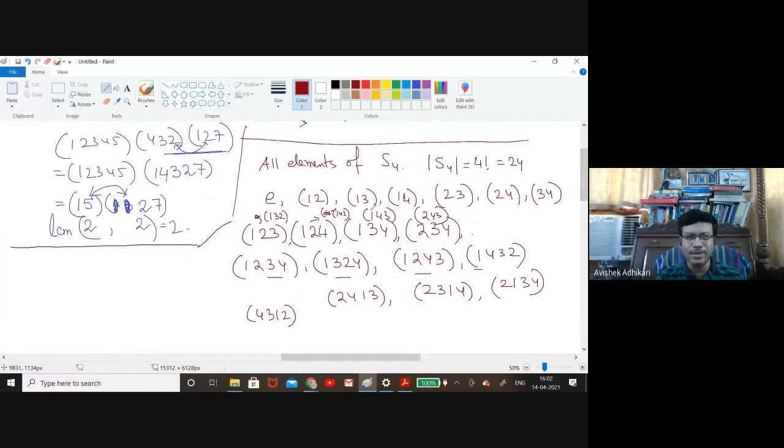So how many elements still? 1, 2, 3, 4, 5, 6, 7, 8, 9, 10, 11, 12, 13, 14, 15, 16, 17, 18, 19, 20, 21, 22, 23. Oh, only one element left.